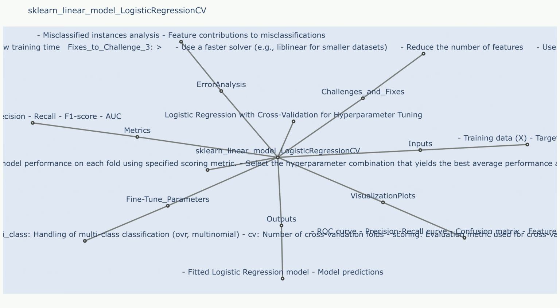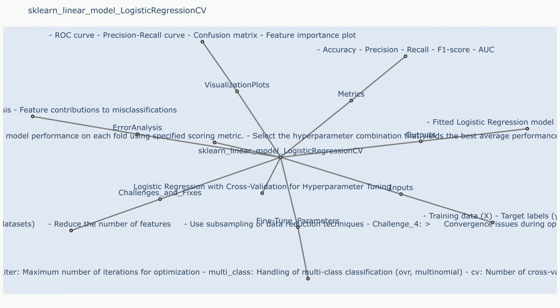Visualization plots. Confusion matrix. This visualization presents a table that summarizes the performance of a classification model by showing the number of correctly and incorrectly classified instances for each class. ROC curve. This plot shows the true positive rate against the false positive rate for different threshold values. It helps visualize the trade-off between sensitivity and specificity, providing insights into the model's ability to discriminate between classes.